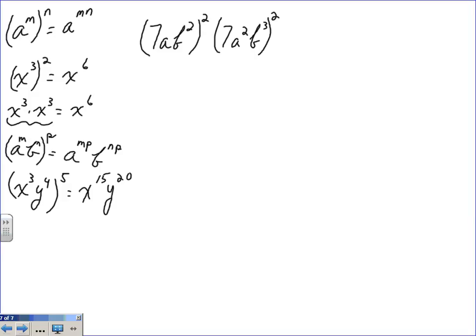All right. In the first, by the way, order of operations says we do what first? Parentheses. There's nothing I can do in the parentheses. So what's the second order of operations? Exponents. So let's do these exponents first. Let's do this 2 first. Okay? That would give me 7 squared, a squared, b to the 4th, times 7 squared, a to the 4th, b to the 6th.